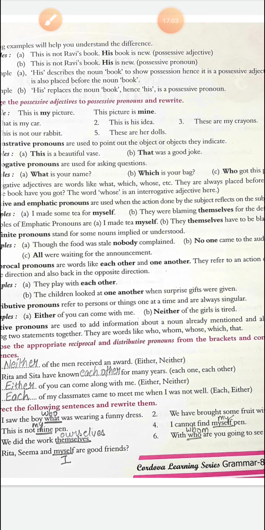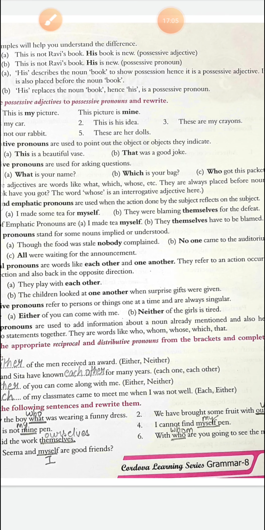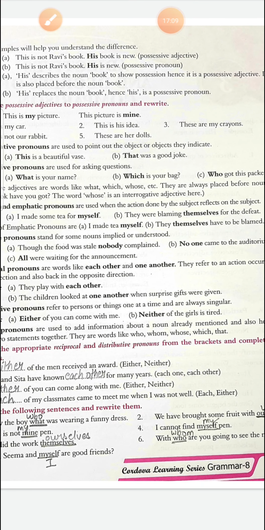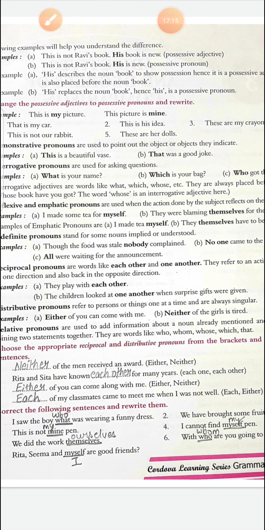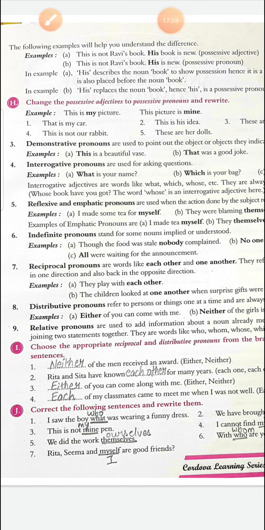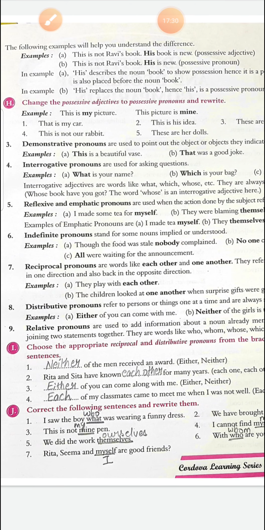Then each of my classmates came to meet me when I was not well. I can't say either because then there will be a choice between two. But that is what we are not dealing with here. So here we will use each of my classmates. Means every classmate came to meet me. Understood? Now see exercise J.